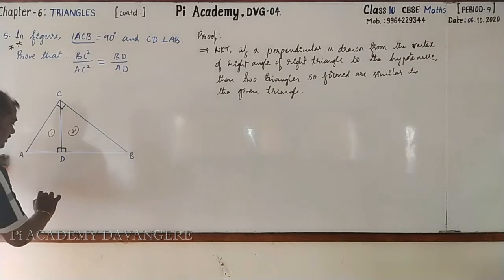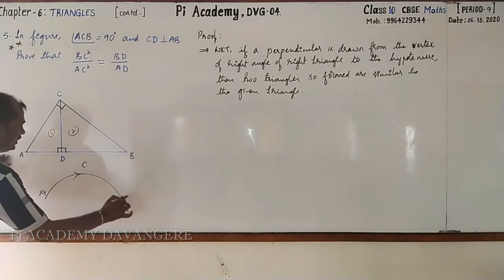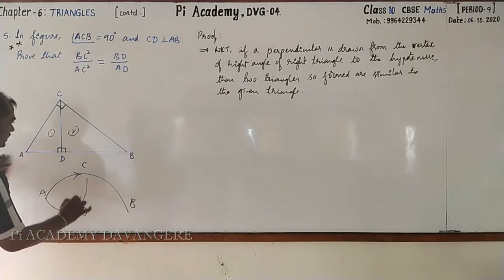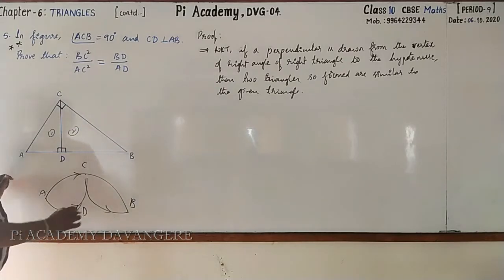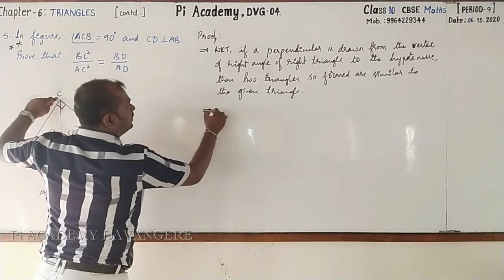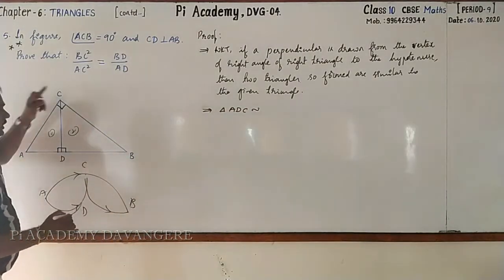Please do remember, I had drawn the figure like this. See that this is A, C, B. Next, we can move in this way: A, B, C. Next, C, D, B. In this order, triangle ADC is similar to triangle ACB.